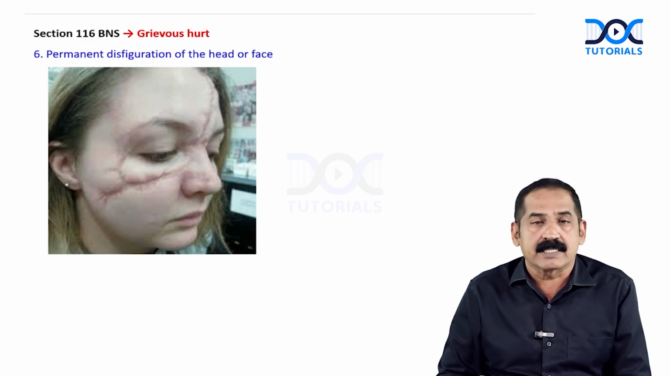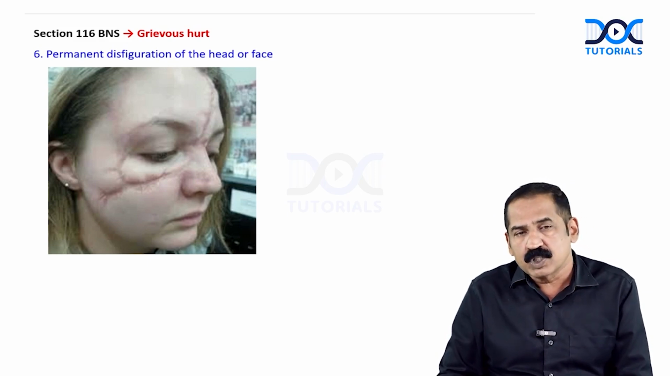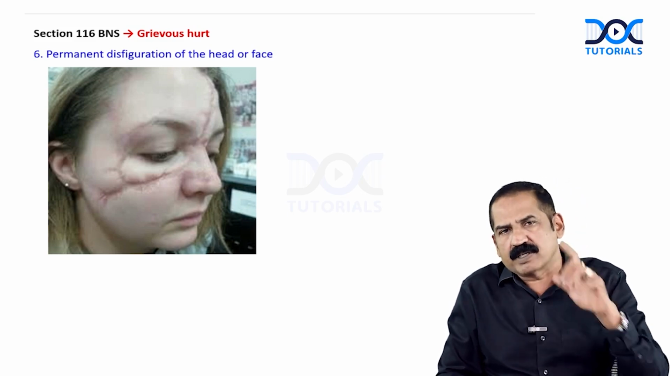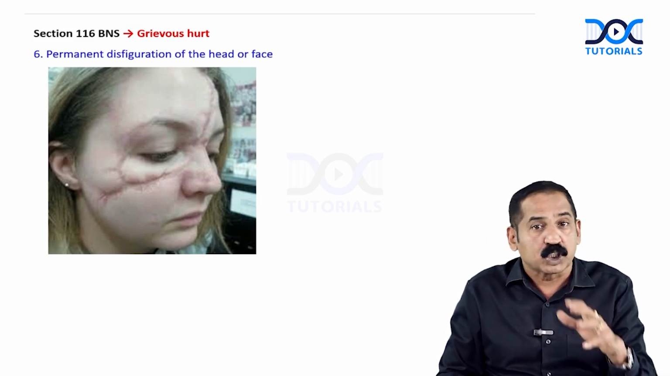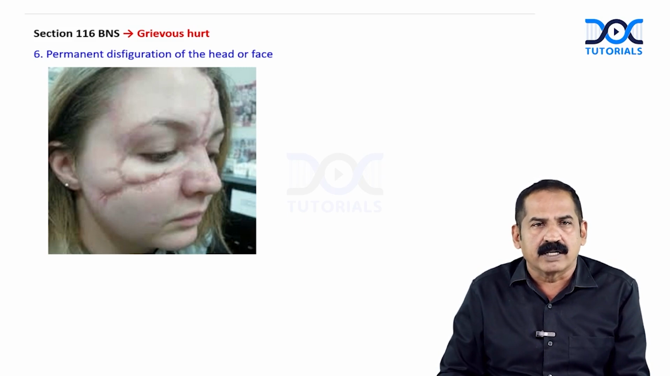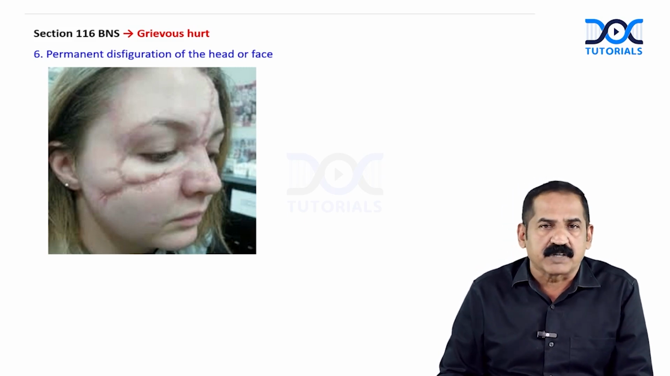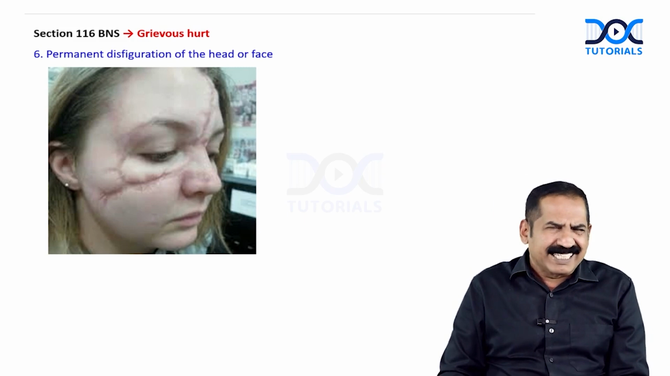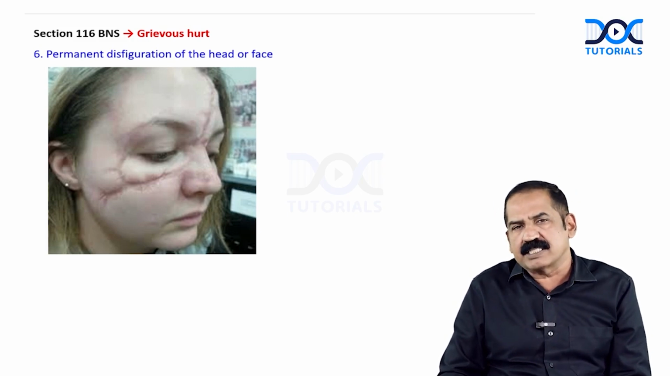That I already discussed under mechanical injury. So at your level, if at all there is any scar, say for example, incised wound over the face or head, lacerated wound, chop wound, all these fall under permanent disfiguration of the head or face. See this picture. This image definitely can say that her face is disfigured.